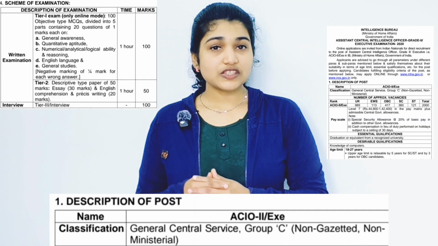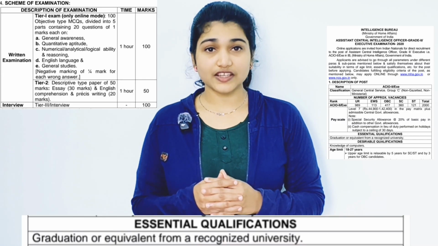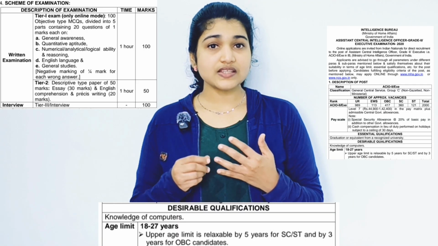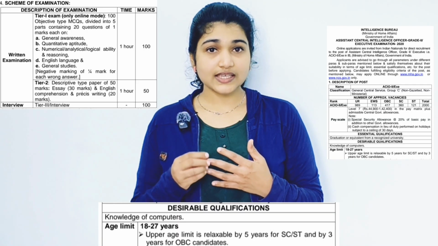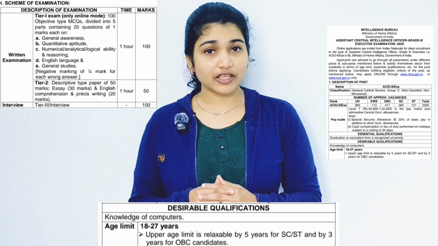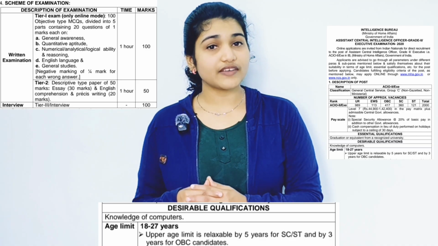The selection process involves Tier 1, Tier 2 and an interview. Tier 1 has 5 sections. Each section carries 20 marks, total 100 marks. These 5 sections are General Awareness, Quantitative Aptitude, Reasoning, General Studies and English. There is also 1/4 negative marking for each wrong answer. So in this session, we will be solving quantitative aptitude and numerical.